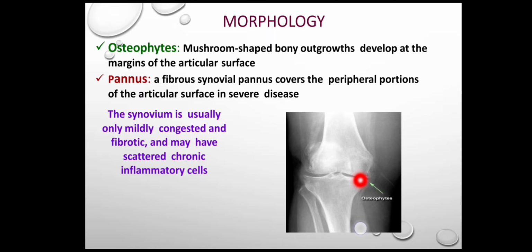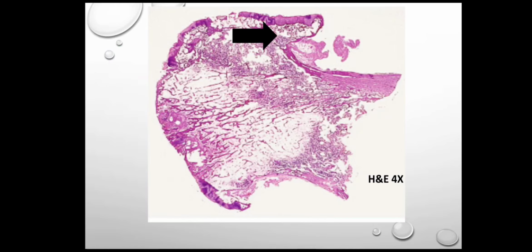portion of the articular surface in severe disease. So either it will be a fibrous covering or the bone itself might outgrow, and synovium will be congested, fibrotic, and scattered chronic inflammatory cells can be there on microscopy. So this is how an osteophyte will look, which is nothing but the bone which has outgrown outside. Suppose this is a femoral head, so the bone has outgrown and it is still covered by articular cartilage.